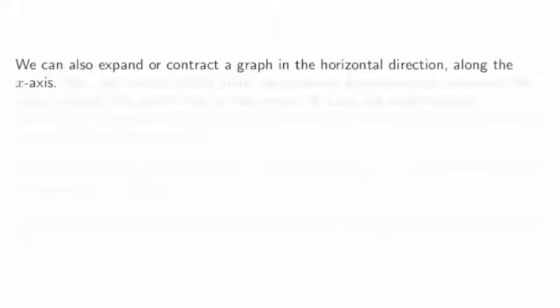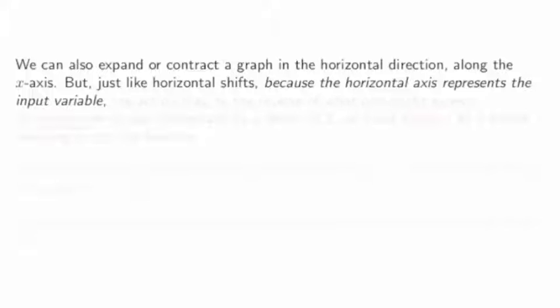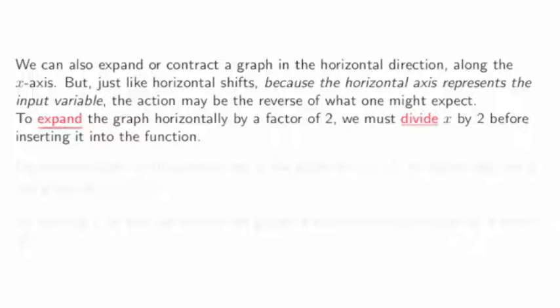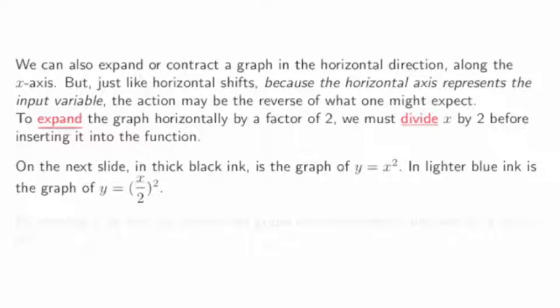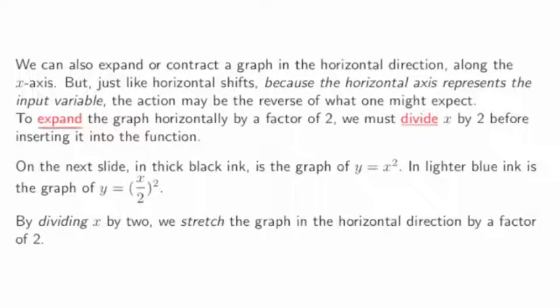We can also expand or contract a graph in the horizontal direction along the x-axis. But just as before with horizontal shifts, because the horizontal axis represents the input variable, the action we take may be the reverse of what we might expect. To expand the graph horizontally by a factor of 2, we must divide x by 2 before inserting it into the function. On the next slide, in thick black ink, is the graph of our parabola y equals x squared. In lighter blue ink is the graph of y equals the quantity x over 2 squared. By dividing by 2, we stretch the graph in the horizontal direction by a factor of 2.